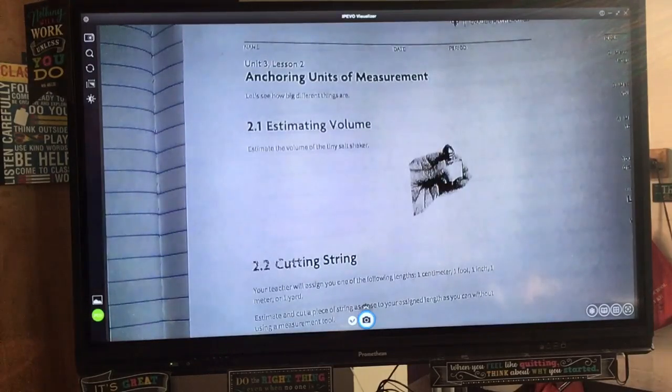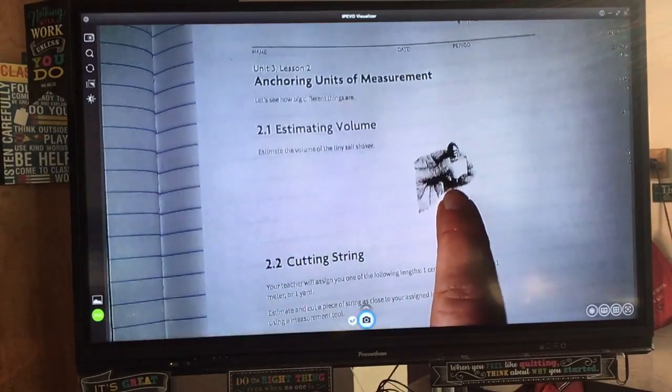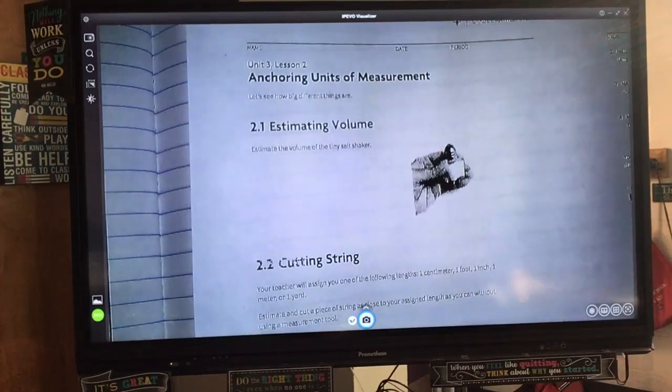It says estimating volume. Estimate the volume of the tiny salt shaker. This picture right here is one of those little teeny tiny salt shakers that you might find at a restaurant or something. But they're about this big. They're teeny.